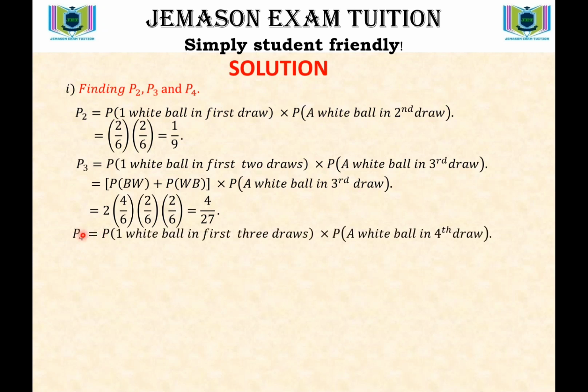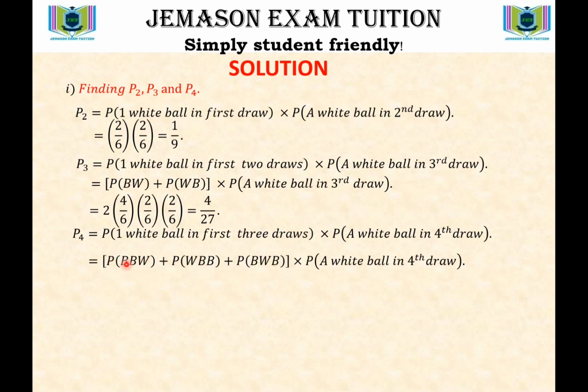And then for P4, we have again the probability of having a white ball in the first n-1 draws. So n being 4, n-1 should be 3. So the probability of a white ball in the first 3 draws times the probability of a white ball in the nth draw. N being 4, we have the probability of a white ball in the nth draw being the 4th draw. Now, to have a white ball in the first 3 draws, we have 3 possibilities.